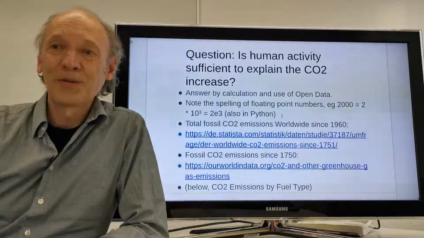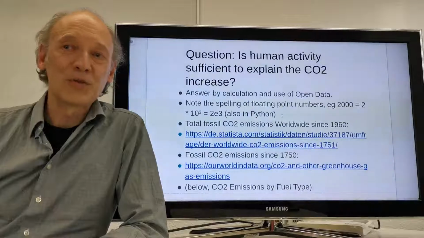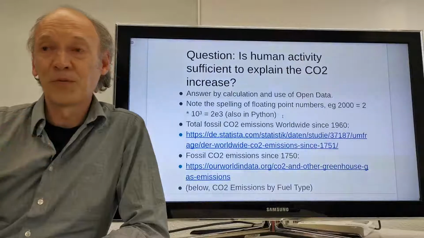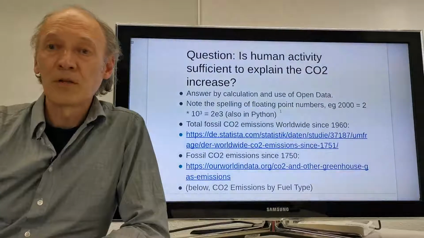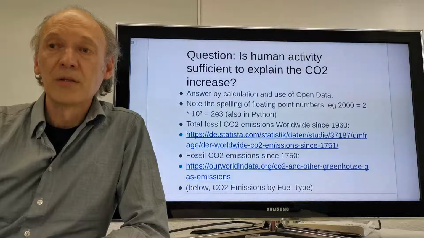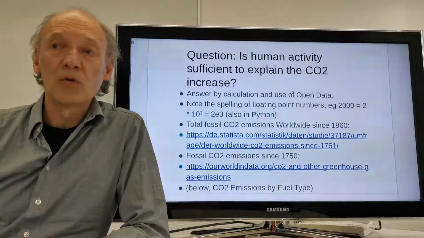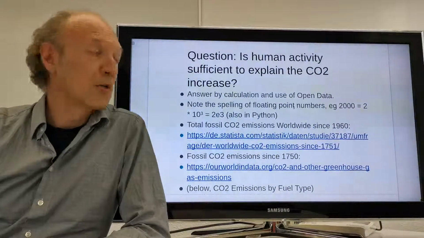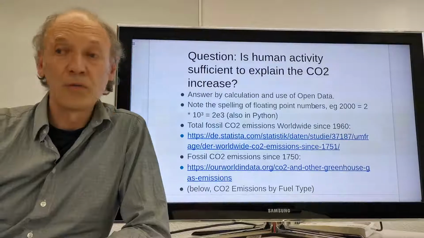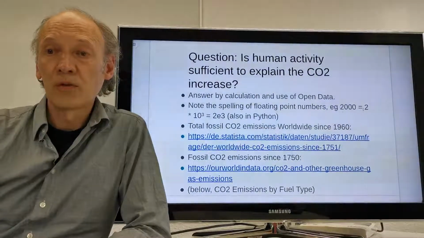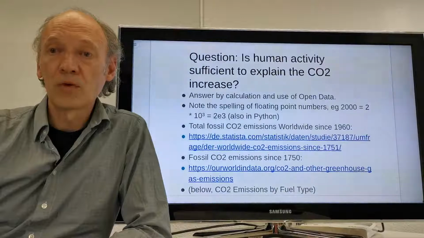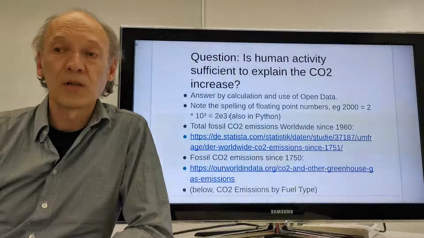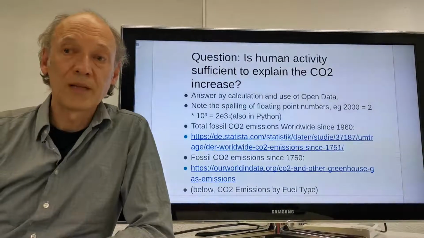So, the question is still, is human activity sufficient to explain the CO2 increase? Or is it maybe volcanoes or whatever? So we can actually answer this question by calculation and use of open data. For this calculation, I use floating point numbers and this notation: 2000 is 2 times 10 to the 3, or 2e3. So 2e3 is common notation for scientific calculators and also programming languages like Python.